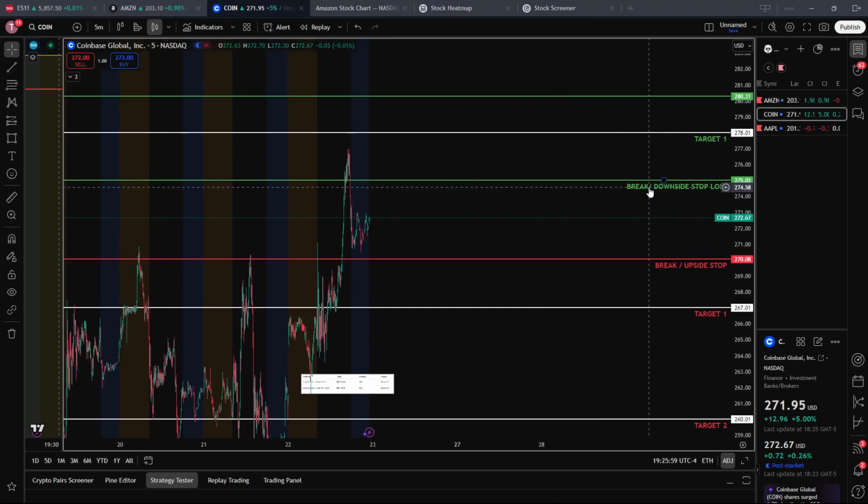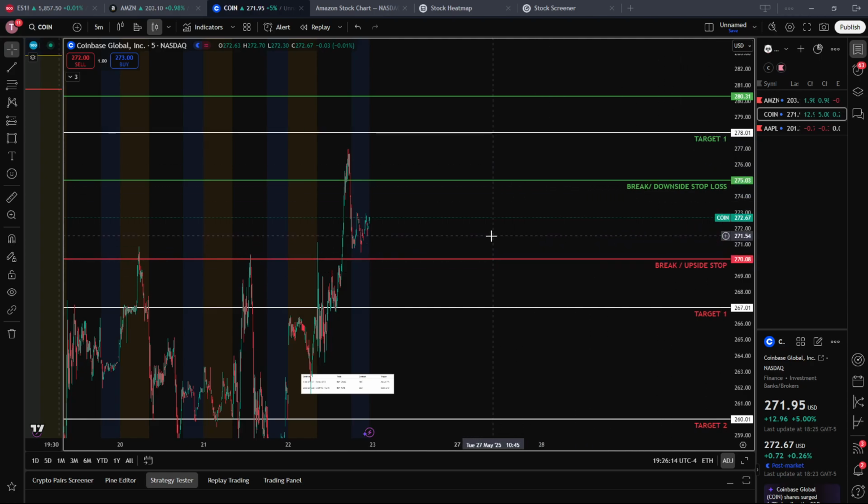Our break above this level, we're wanting to see a 3 to 5 minute candle close above this level, and then we can target 278. And then our secondary target can be 280 if that's something you would want to target.